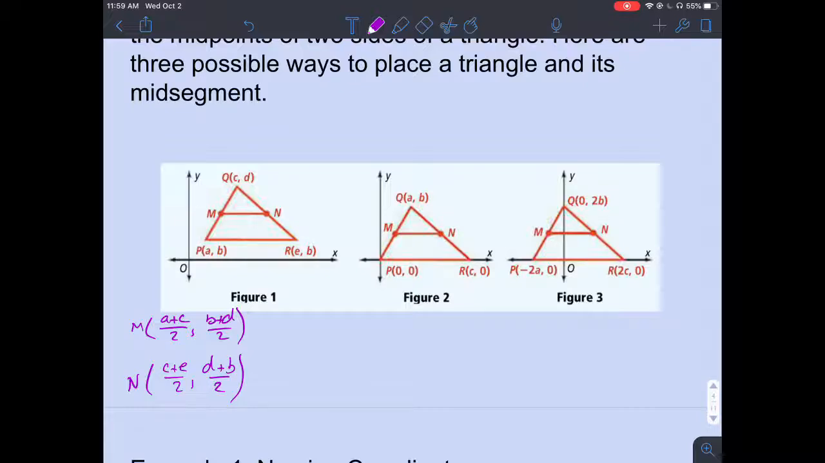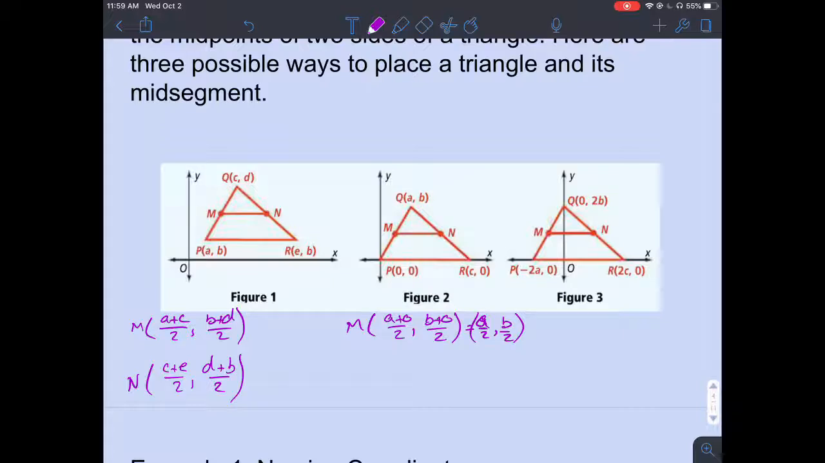So let's do the same thing over here in figure 2 and see how it compares. Now notice this one has been placed on the x-axis, so we now have zeros because this one's starting at the origin for point P, and R is on the x-axis, so its y-coordinate would be 0. So let's look at M for this one. For M, we get a plus 0 divided by 2, and then b plus 0 divided by 2. So a plus 0 is a over 2, and b plus 0 is just b divided by 2, so it's b over 2.